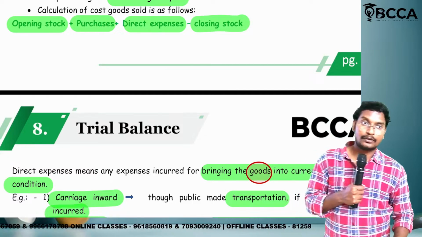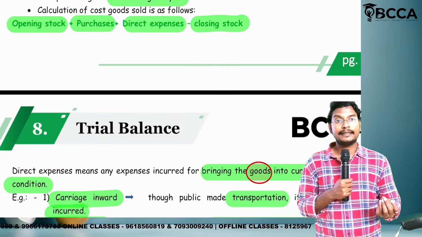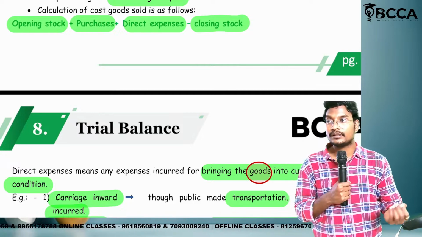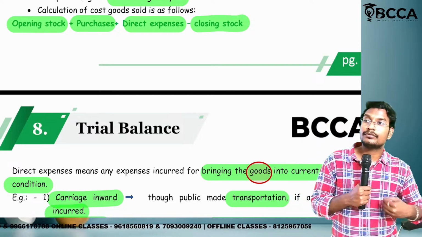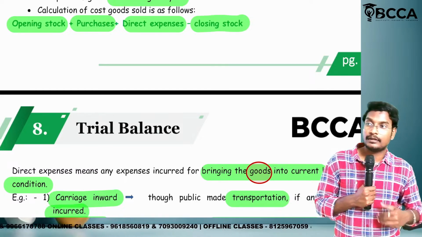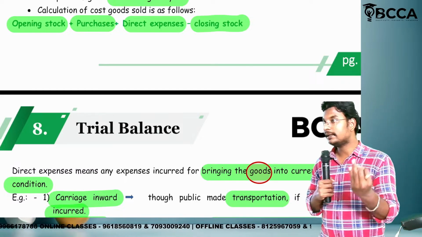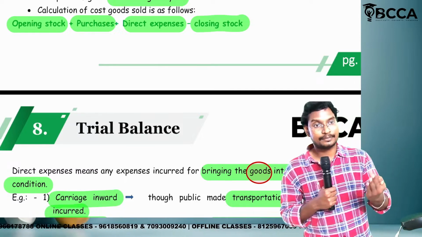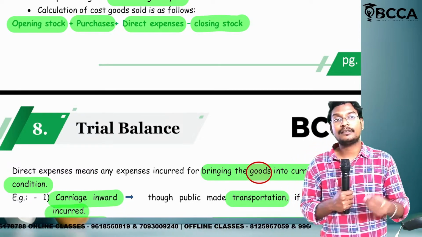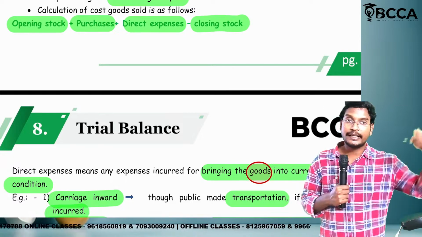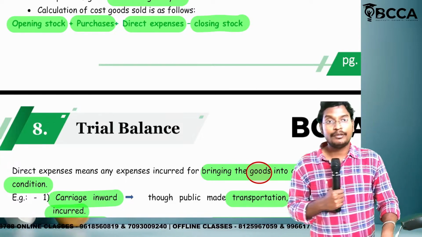Not only the purchase cost and not only the opening cost, we have to add direct expenditure. But which cost should we reduce? Closing stock, because we have not sold those goods. So we add the opening stock, the purchases and also the direct expenses, because that is the main expenditure. Without that expenditure we cannot bring the goods from there to our premises.